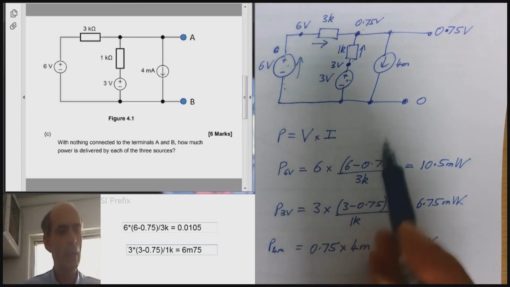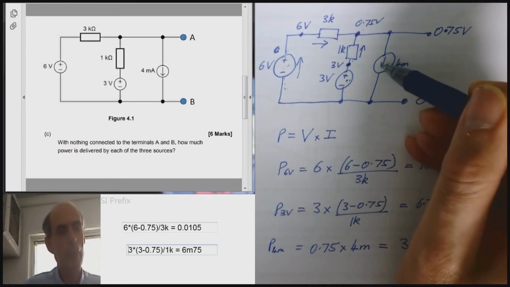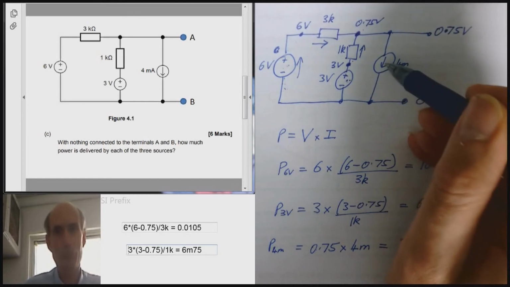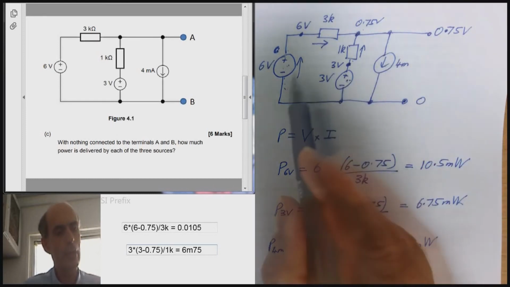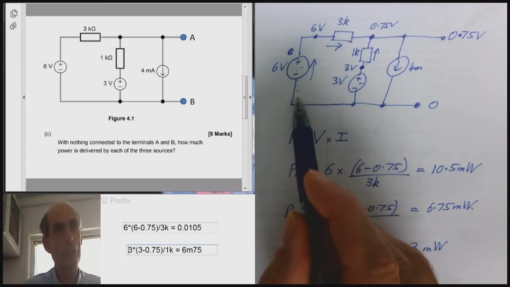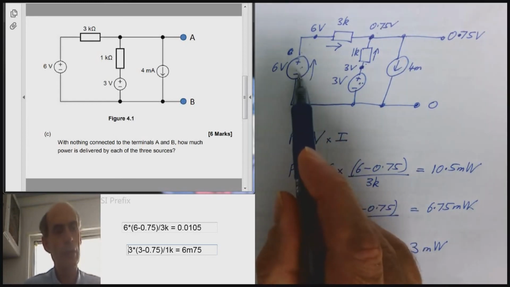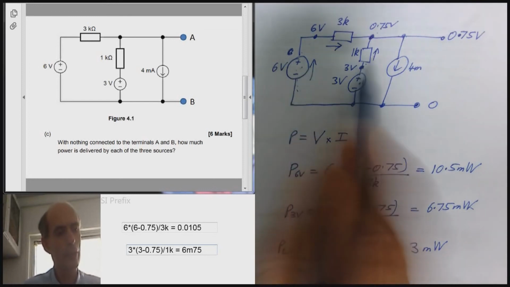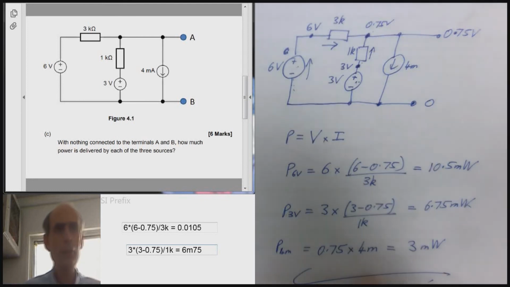The way to check: if the current through the component is going from a higher voltage to a lower voltage, then the source is dissipating power. It's removing power. If the current through the source is going from a lower voltage to a higher voltage, then the source is introducing energy. It's doing work. It's increasing the energy in the circuit. Right. I think that'll do for this one.